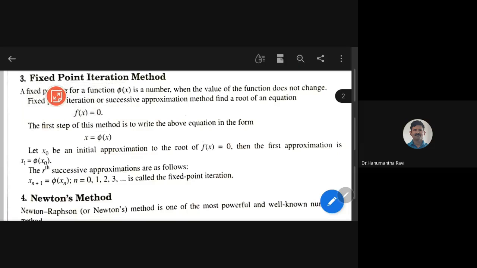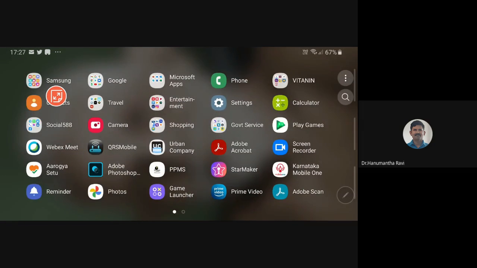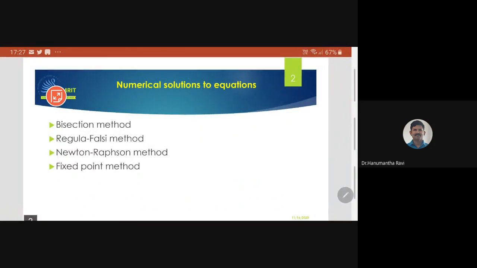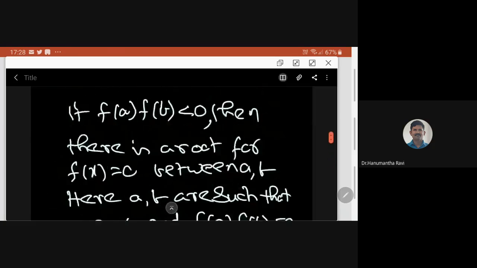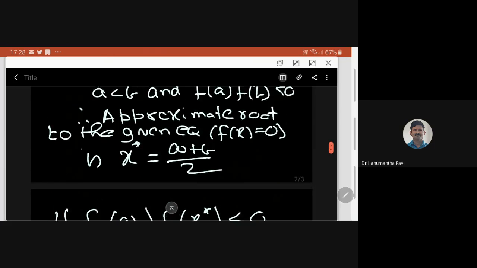Then comes, okay, we follow this PPT. If we follow the order in which things were presented in this PPT, let me see. Yeah. So the next one is the false position method. What I explained here is the bisection method.